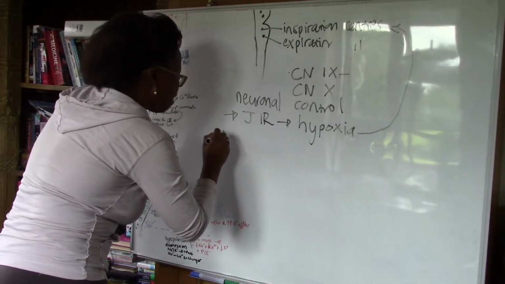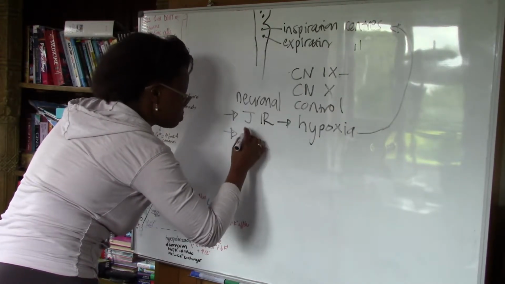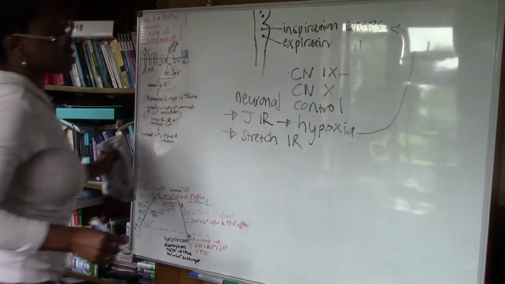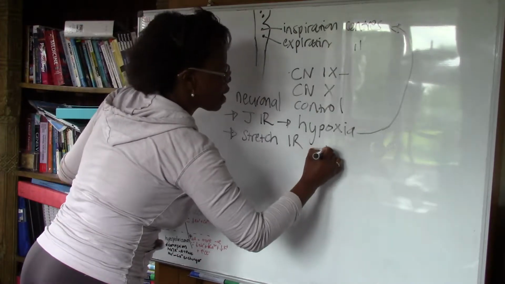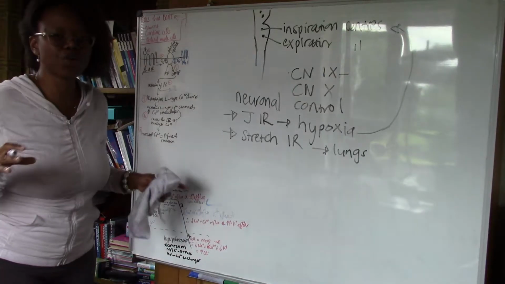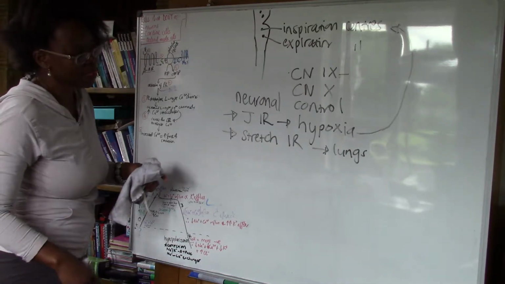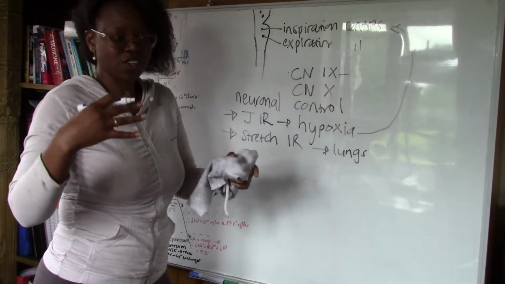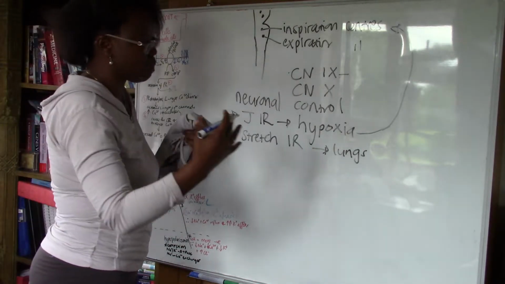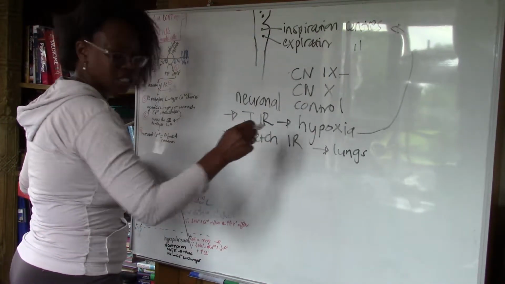We then also have the stretch receptors, and the stretch receptors are actually located in the lungs. We know that the lungs expand and contract. They are elastic by nature. And as we are breathing in, particularly as we are inhaling air, we cause our lungs to expand. And as lungs expand, they touch the thoracic cage and activate the stretch receptors.